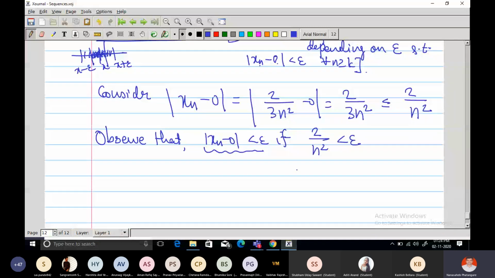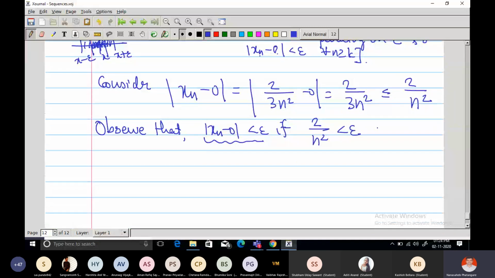Right? If you are successful to make the larger quantity less than epsilon, certainly the smaller quantity would be less than epsilon. Am I right? Yes, sir. So this is my logic. In my mind, what is in my mind? I want to make xn minus 0 less than epsilon. This is in my mind.